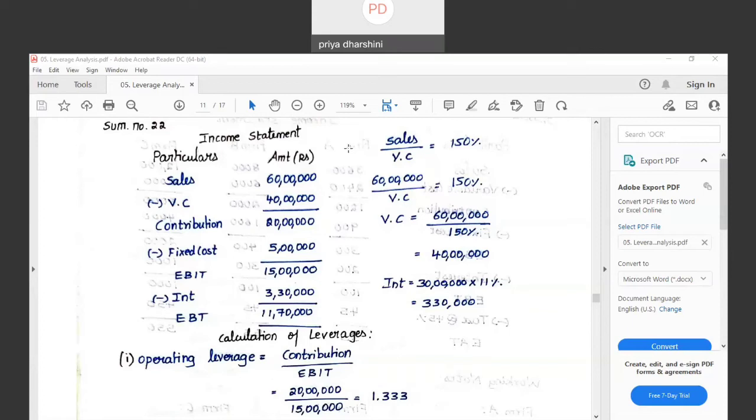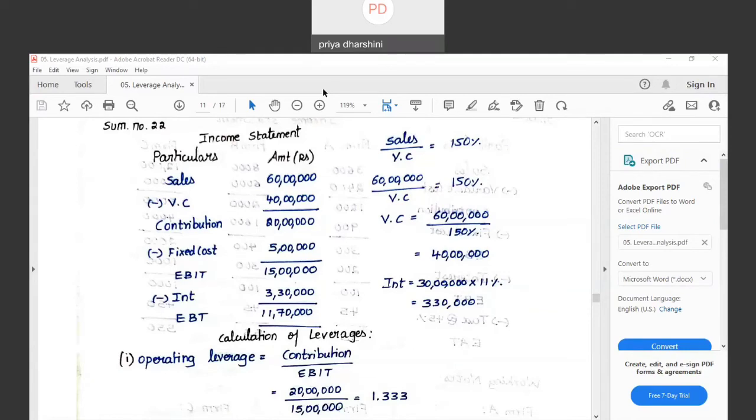Please take exercise sum. Exercise sum number 22, is it? Sales to variable cost, which sum number is that as per your edition of textbook? Okay, so sum number 8 as per your edition of textbook. Annual sales of a company is 60 lakhs. Sales to variable cost ratio is 150%. Fixed cost other than interest is 5 lakhs per annum. Company has 11% debentures of 30 lakhs. You are required to calculate the operating, financial, and combined leverages of the company.